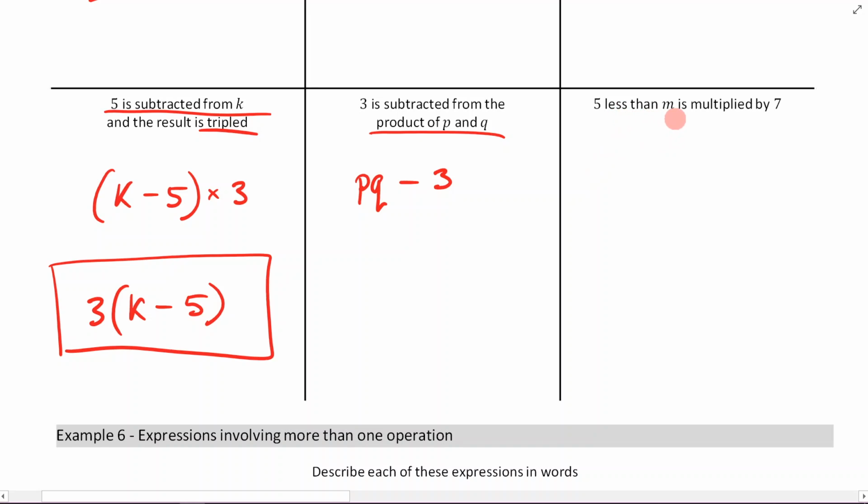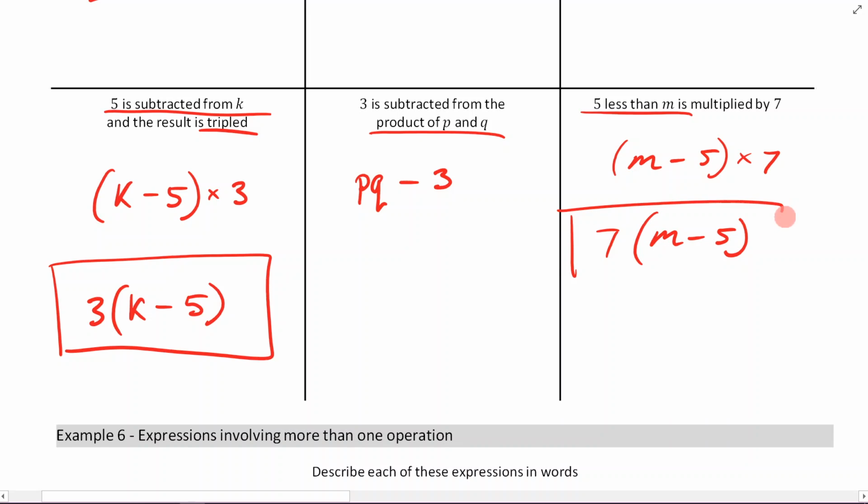5 less than m is multiplied by 7. All right, so we've got 5 less than m, so we've got m minus 5. And then we're multiplying this whole thing by 7. So that means, remember, we don't like writing it like this. We're going to put that 7 at the front, then m minus 5. That is our answer. All right, let's keep on going.